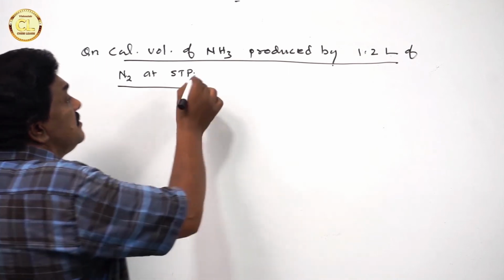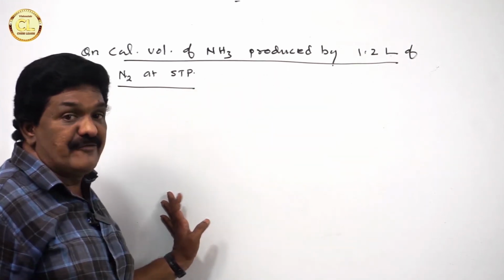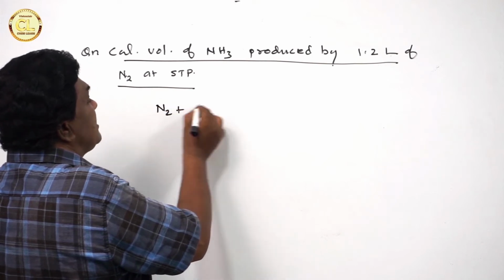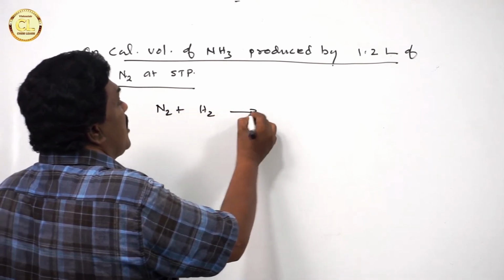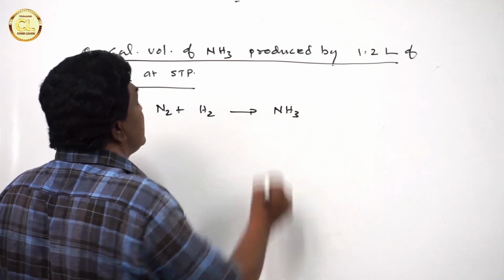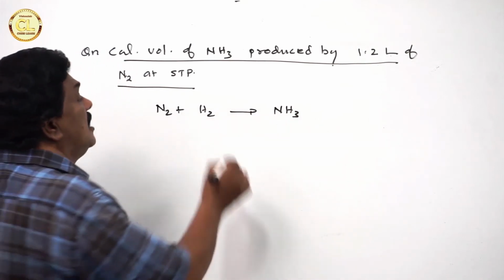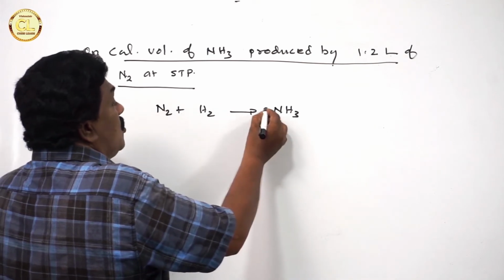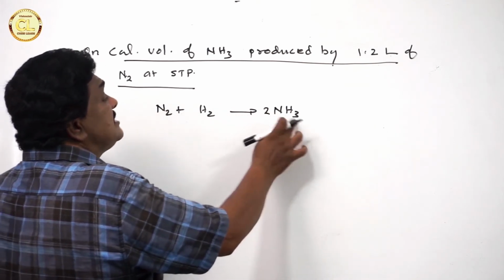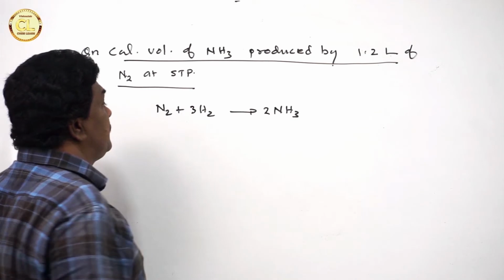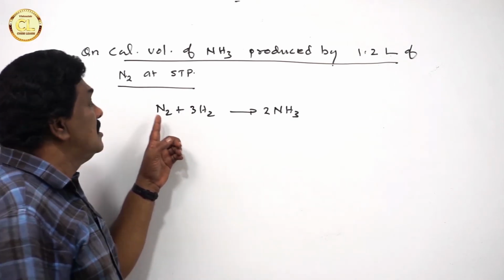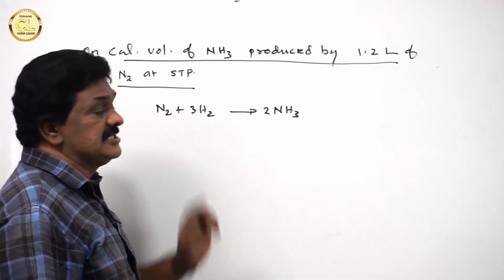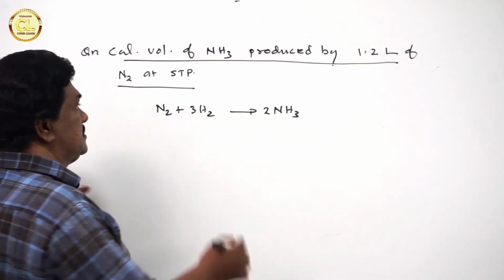This is the Haber process of manufacture of ammonia. In the Haber process, nitrogen combines with hydrogen forming ammonia. There are 2 nitrogen atoms, so 2 here. There are 6 hydrogen atoms, so 3 here. So the equation is balanced. There are 2 nitrogen atoms, 2 nitrogen atoms, and 6 hydrogen atoms. 2 into 3 is equal to 6 hydrogen atoms.